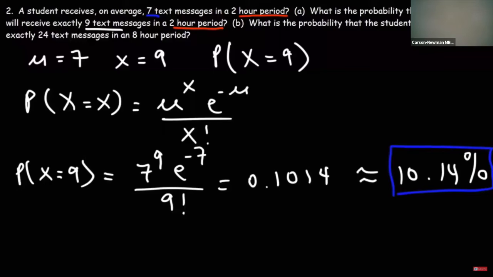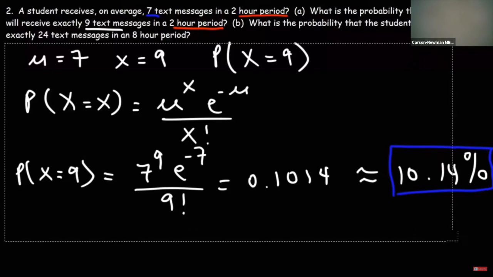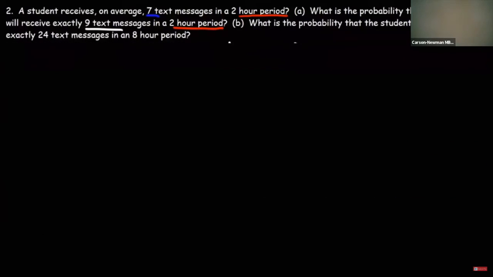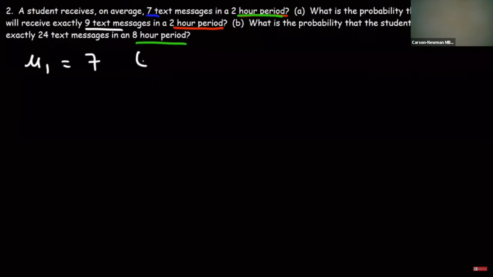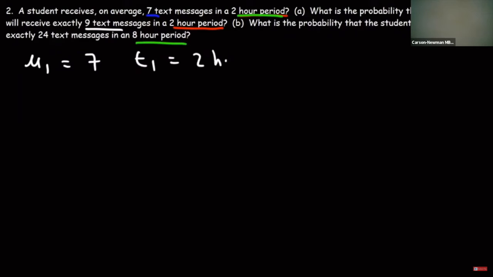Now, let's move on to part B. First, let's get rid of this information. What is the probability that the student will receive exactly 24 text messages in an 8-hour period? So notice this time, the time period is different. So therefore, the mean is going to change. The mean was 7 when the time period was 2 hours. What is the new mean value when the time period is 8 hours?